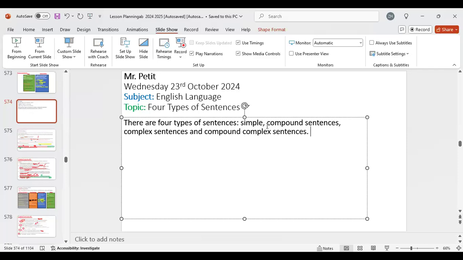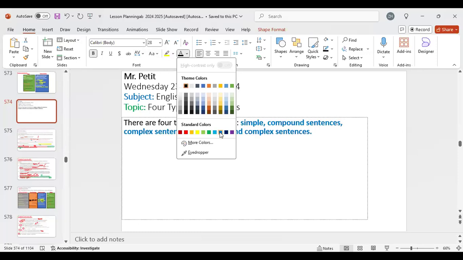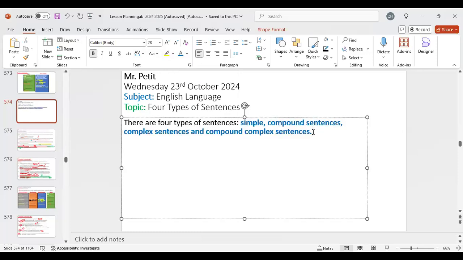So we have simple, compound, complex. Excuse me, Mr. Petit. Go ahead. May I use the restroom, please? Yes, you can. Okay, thank you. So those are the 4 types of sentences that we're going to be looking at.